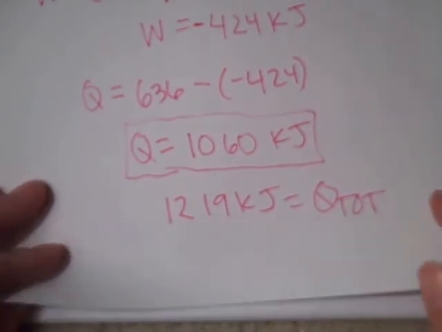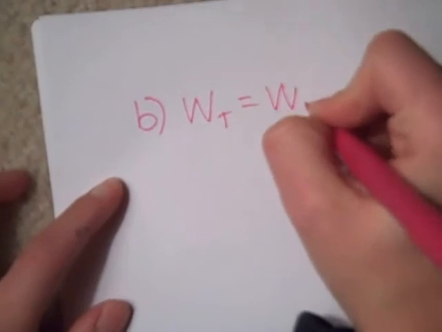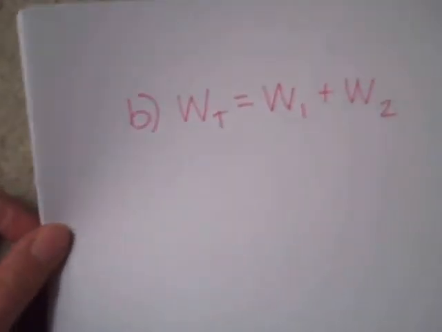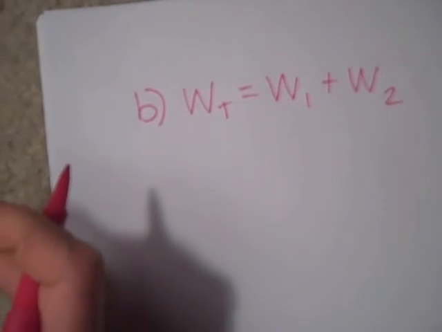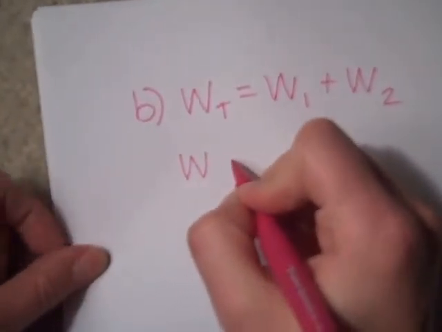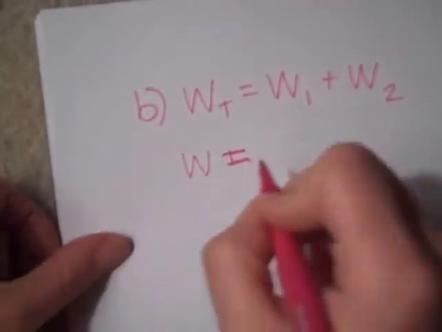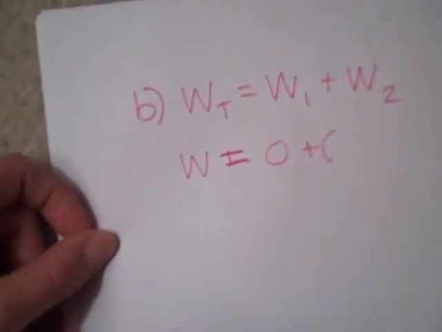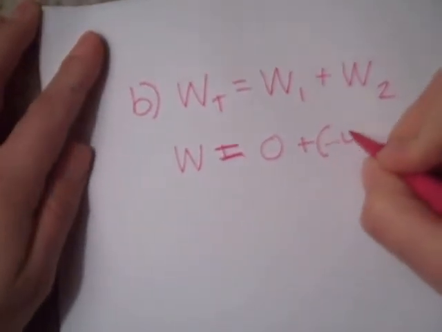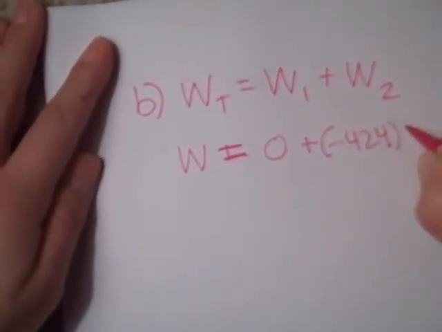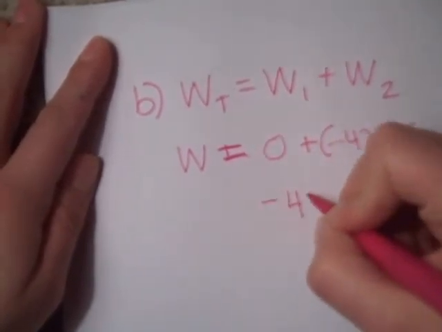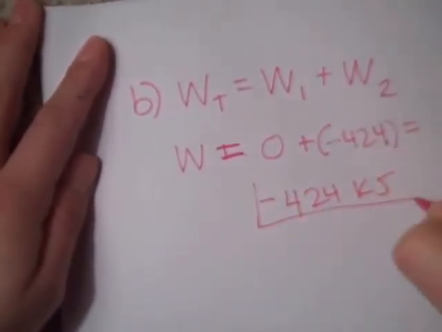Alright, so that was part A, as complicated as it was. Parts B and C are not as bad. Part B in number 40 wants to know how much work does the gas do during this expansion. And your total work is going to be the work from process 1 plus the work from process 2. Sorry about that. And we've already considered this. The total work, the work from process 1 is 0, and the work from process 2 was negative 424 kilojoules. So therefore, your total work is negative 424 kilojoules.